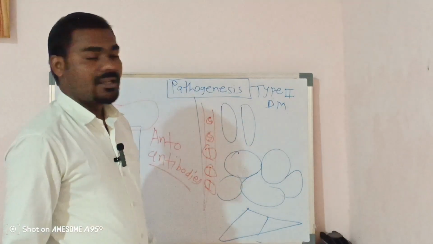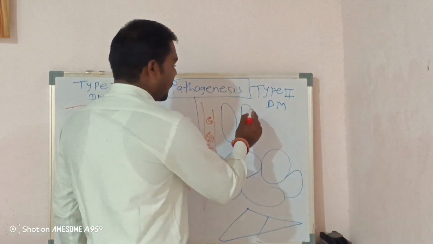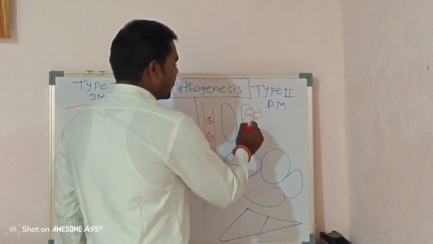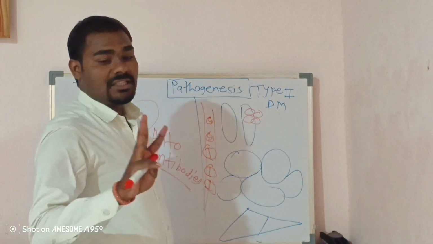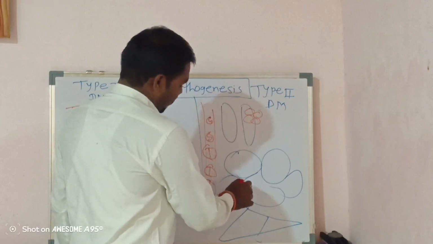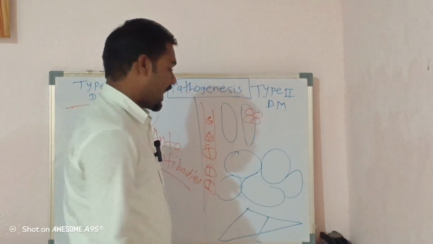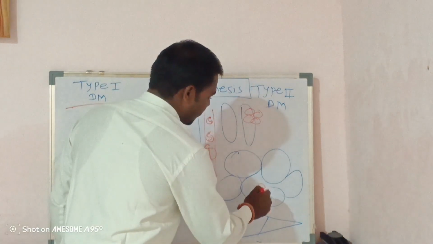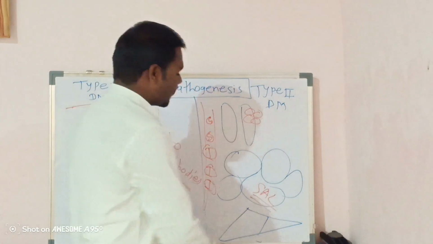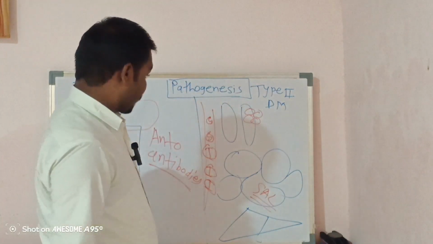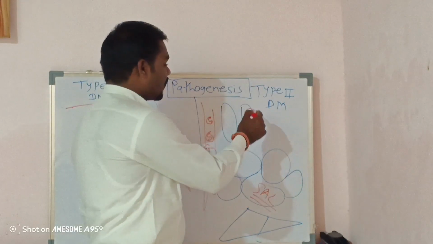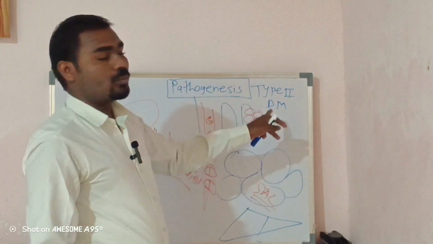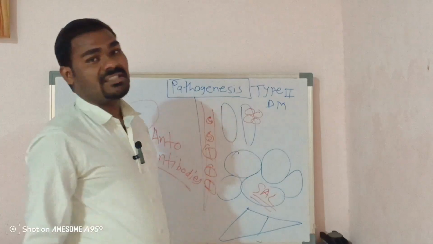But the defect is in the insulin receptor, that is, the tetrameric insulin receptor. Insulin acts mainly on three target organs: skeletal muscles, adipose tissue, and liver. You have to remember SAL: skeletal muscles, adipose tissue, and liver. Insulin tries to bind with the insulin receptor, but is unable to bind because the insulin receptor is defective.